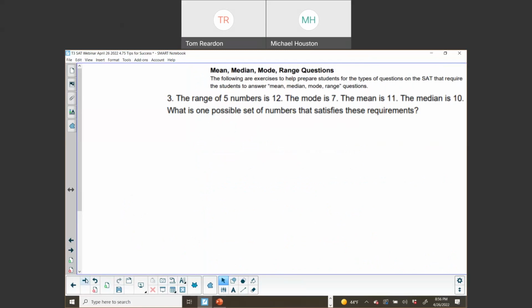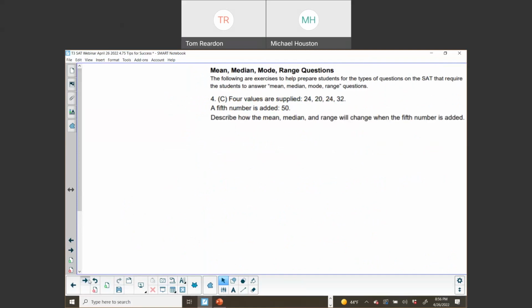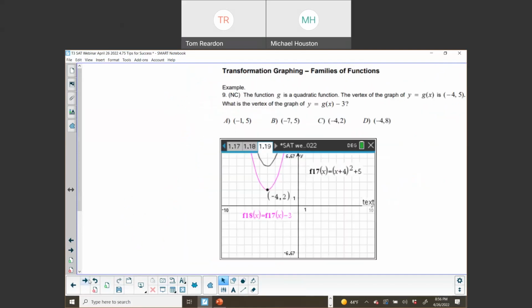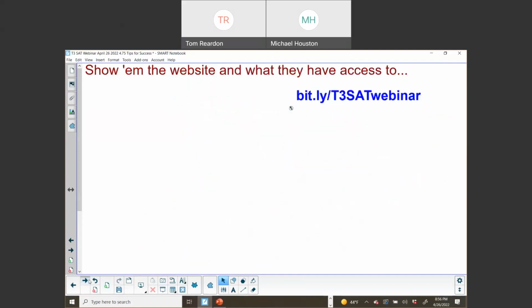So I don't have time for the mean, median, mode, range, and all those. I'll just kind of flip through those. They do ask questions about that. And then also transformation graphing again pops up there. So let me just take the website and show you what's available there.